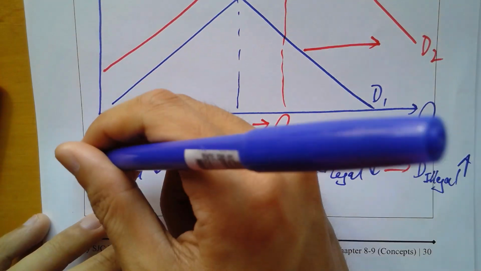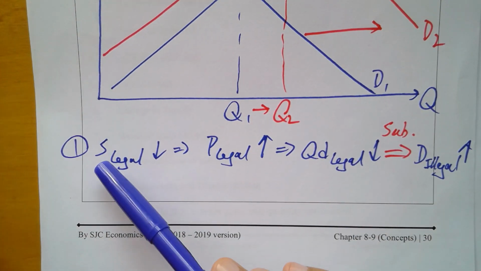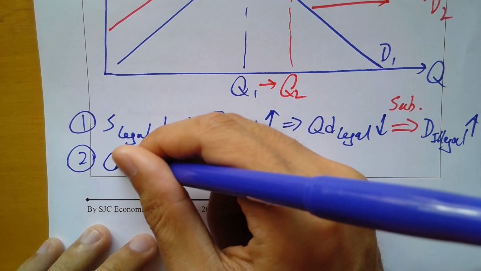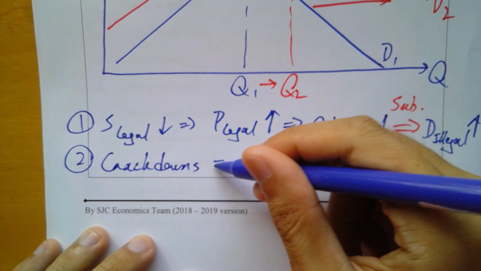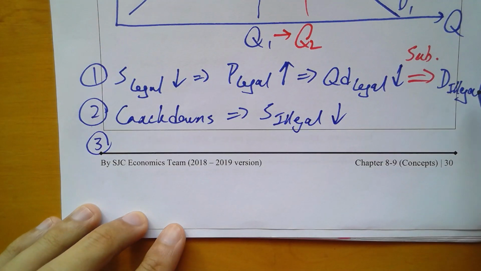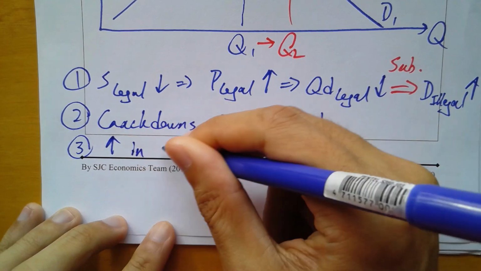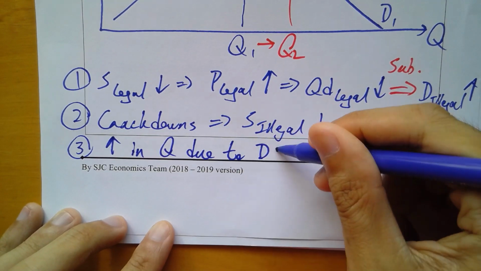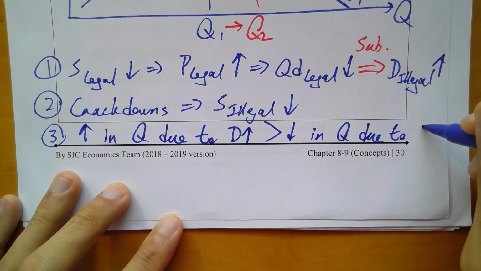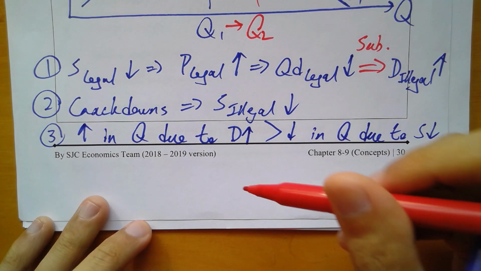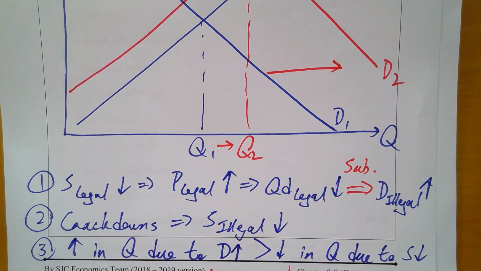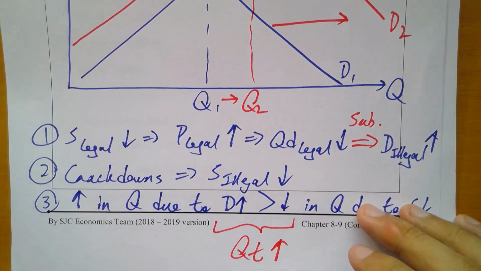Okay, so the verbal explanation. First, you need to establish demand for illegal cigarette would increase. Then second, you also say the crackdowns mean that the supply of illegal would decrease. Finally, you say, remember, demand goes up, if the increase in quantity due to demand increase is bigger than the decrease in quantity due to decrease in supply, then in this case the final QT would increase, just as in our case. Okay, this is the way we answer this question.